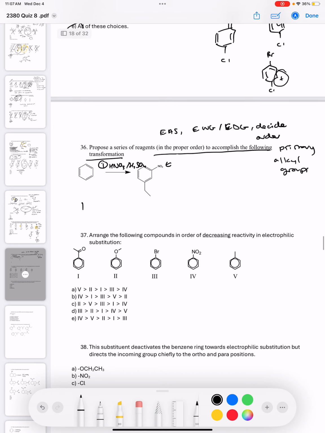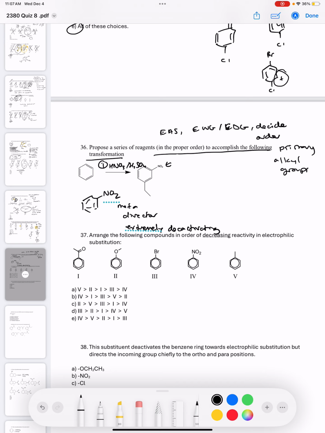That would add a nitro, and this would be a meta director. But this is extremely deactivating, so it's not going to be super happy. It's possible for this to react, but it's not going to go really well. But just keep that in mind.